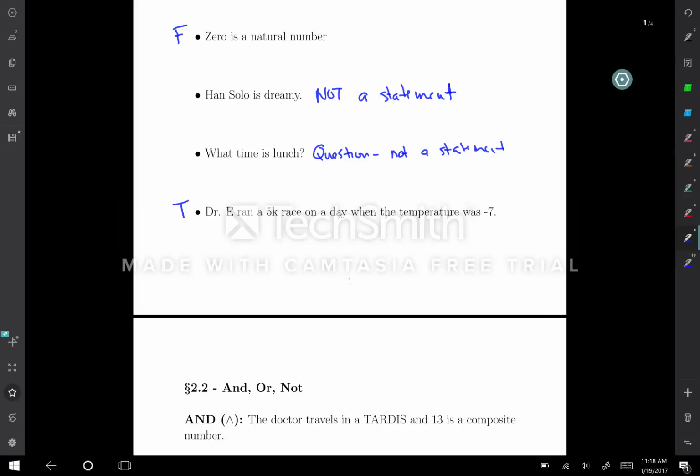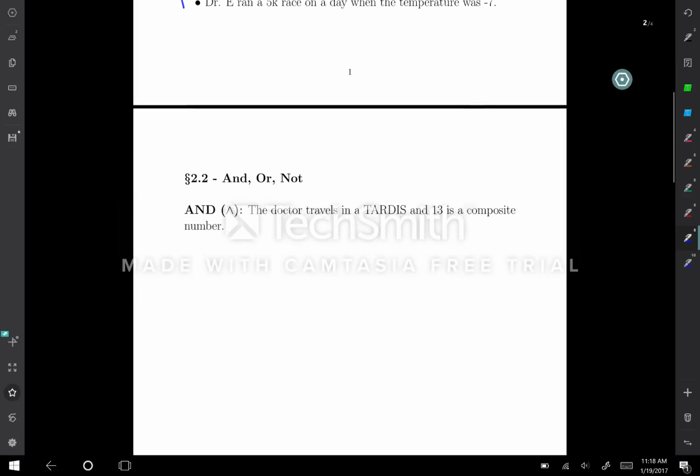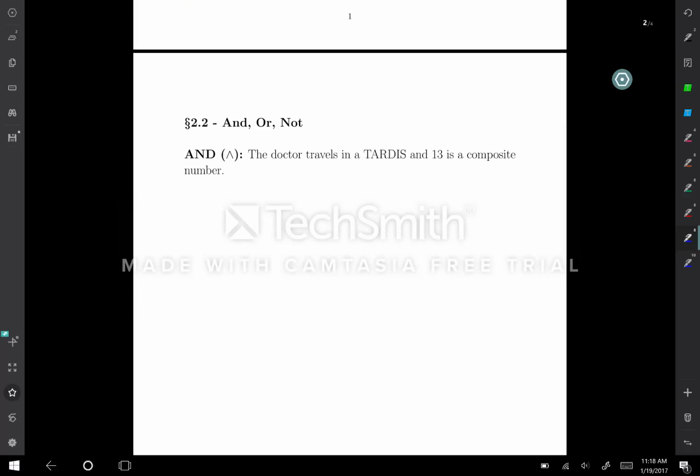Often we're interested in putting statements together. The first way that we're going to put statements together is with and. So let's look at a compound statement that's joined with and. In this case, we have the doctor travels in a TARDIS, and 13 is a composite number. 2 statements joined by and.